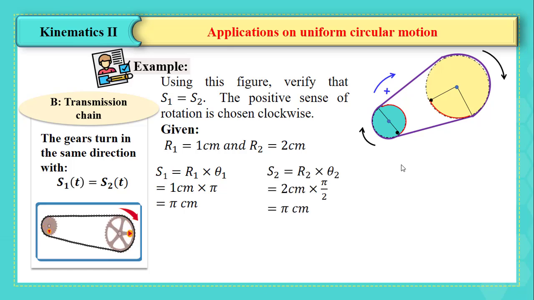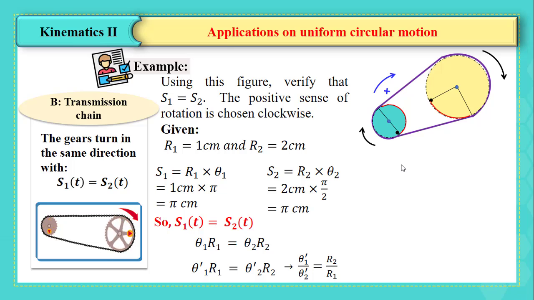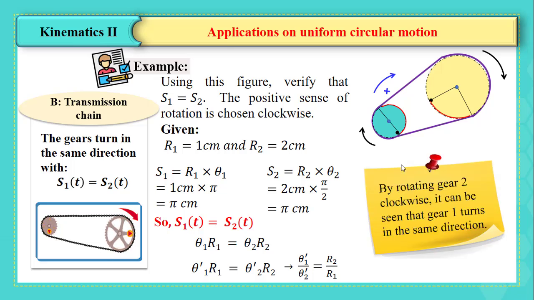S2 is equal to R2 times θ2. Also using the figure, we can notice that θ2 is equal to π divided by 2, then S2 is equal to π centimeters. Therefore, S1(t) is equal to S2(t), θ1 R1 is equal to θ2 R2, and therefore θ'1 divided by θ'2 is equal to R2 divided by R1.